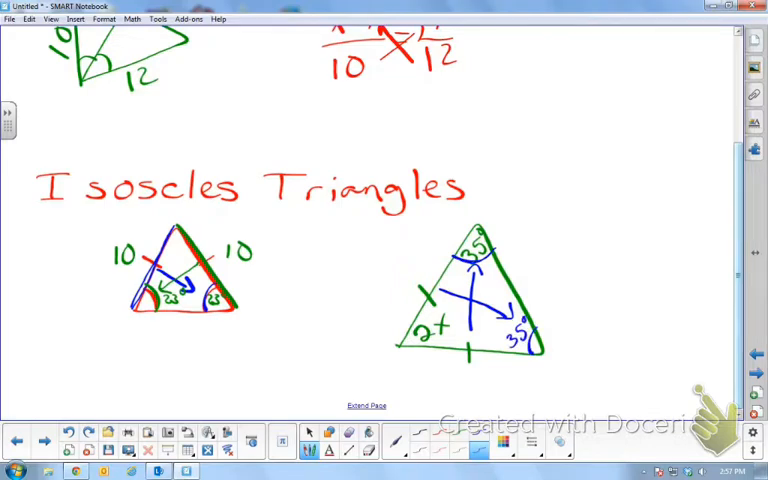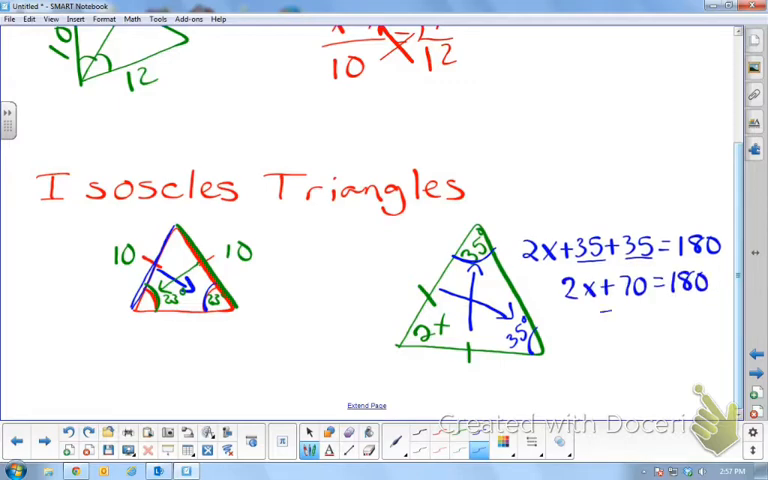Well, it wasn't super convenient for us. We couldn't just say x equals 35. But we could set up an equation with all those three things. We know the three things inside a triangle, the three angles inside, add to be 180. So if I add all those together, we combine my terms, 35 plus 35 is 70. I can now solve this equation. Do opposite operations, so I minus 70 from both sides. Get rid of the 2, we divide. We would get x is 55.